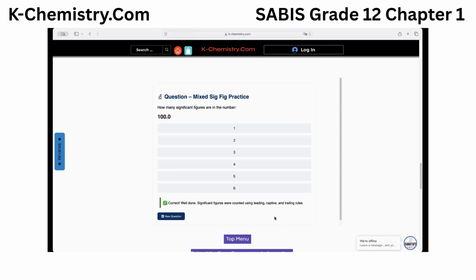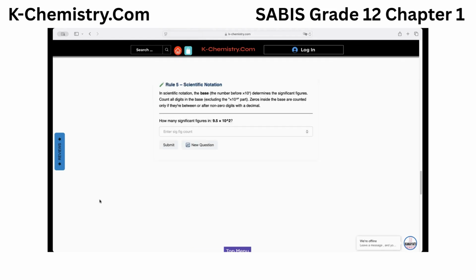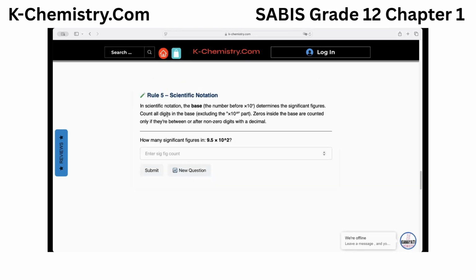But before doing that, there are 2 types of significant figures that are very important, usually missed. That's significant figures with scientific notation. In scientific notation, the base number, the number before 10 to the power of so and so, determines the significant figures. Count all digits in the base, excluding the 10 to the power. So if I have 9.5 multiplied by 10 to the power of 2, don't look at 10 to the power of 2, just count 9 and 5. So this is 2 significant figures only.